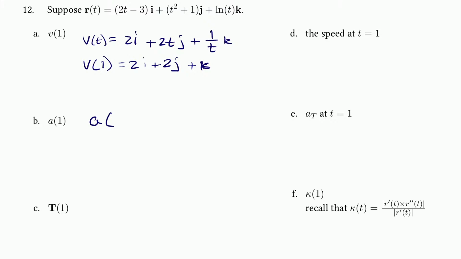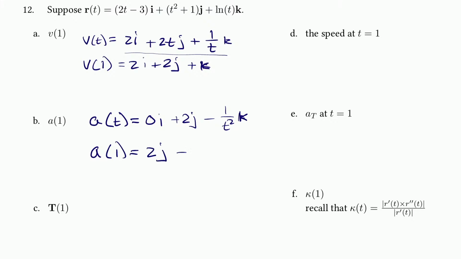Acceleration, the derivative of velocity, is acceleration. So that's just going to be 0i, because I'm doing the derivative of this up here, plus 2j minus 1 over t squared k. If that bothers you, write it as t to the negative first power, and then you'll get this right. But anyway, now that I've got acceleration, I want a of 1, which is 2j minus k, because 1 over 1 squared is 1. I know this is a little babyish to go over, but there were so many problems on this one, I wanted to make sure we hit it.